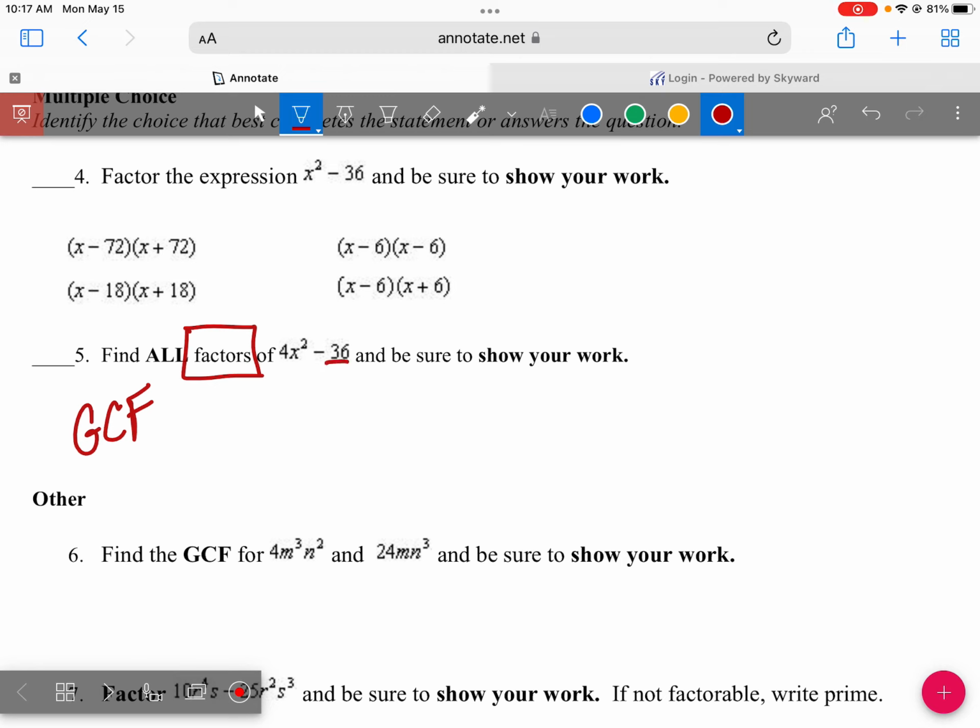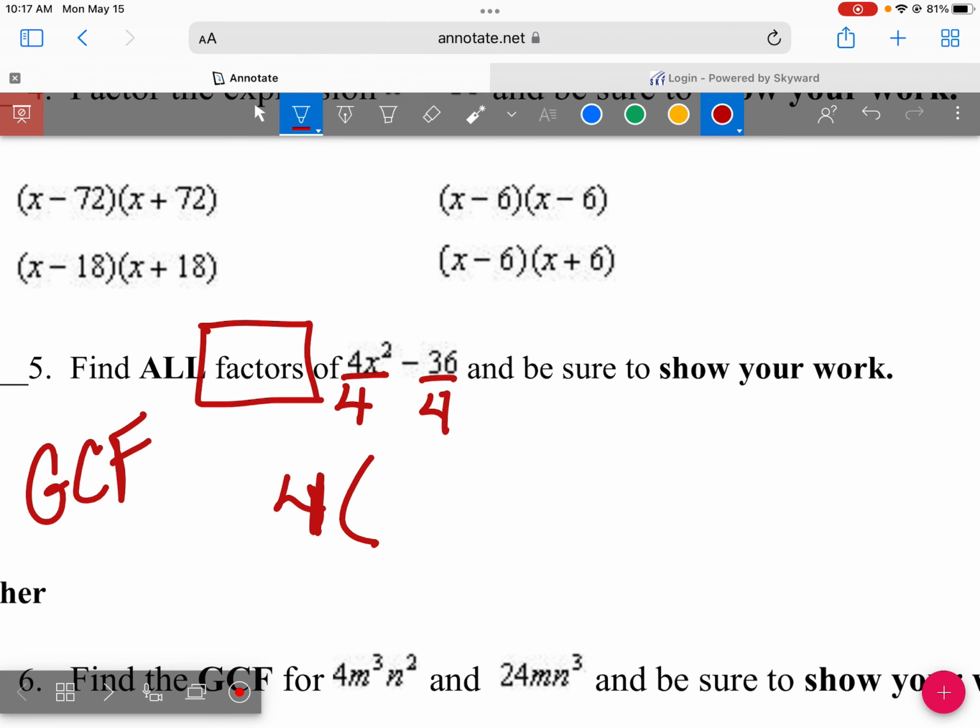Yeah, this one only has numbers for the second term, so we look at the numbers and we say 4, and usually you want to look at your smallest number and see if that divides into any and all of the other numbers. So 4 is the greatest common factor. You have to factor that out front. And then you say 4x squared divided by 4. Well, those 4's cancel out. I'm left with x squared minus 36 divided by 4 is 9.